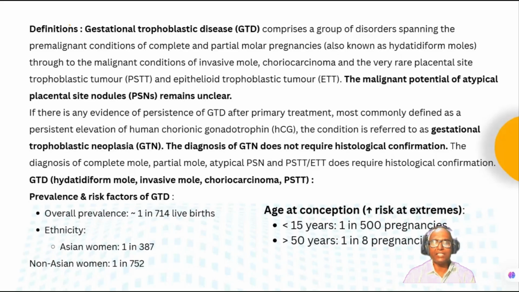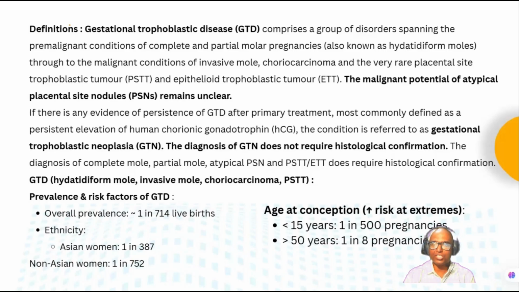unclear. Okay. So if there is any evidence of persistence of GTD after primary treatment, most commonly defined as a persistent elevation of the serum hCG, the condition is referred to as GTN. Okay. So this is the difference between GTD and GTN. So persistent elevation is the hallmark for the development of GTN after the primary treatment of GTD.